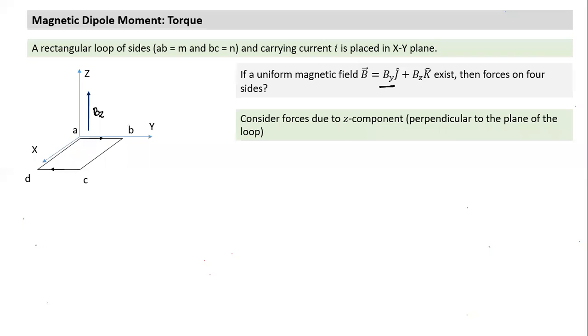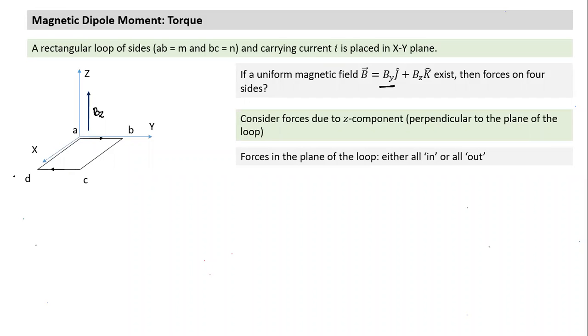And since the loop also lies in the XY plane, it means the forces will lie in the plane of the loop. So when forces lie in the plane of the loop, all forces are either all in or all out. So if we find the direction of force on one side, we can easily interpret the direction of forces on the other sides of the loop also. Let's try and understand which direction the force will act on side AB.